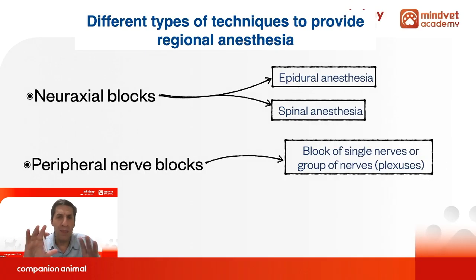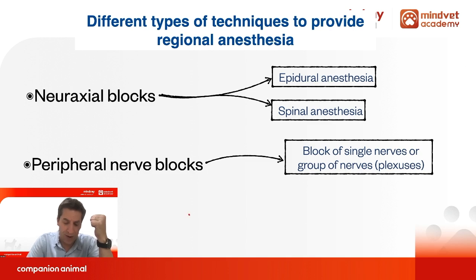We do have different types of techniques to provide regional anesthesia. The most common, perhaps, are the neuraxial blocks through epidural and spinal anesthesia. We also have the peripheral nerve blocks, which means the injection of local anesthetics around the nerve. For this kind of block, the needle should be practically in contact with the nerve. So we have the nerve here, surrounded by this epineurium.